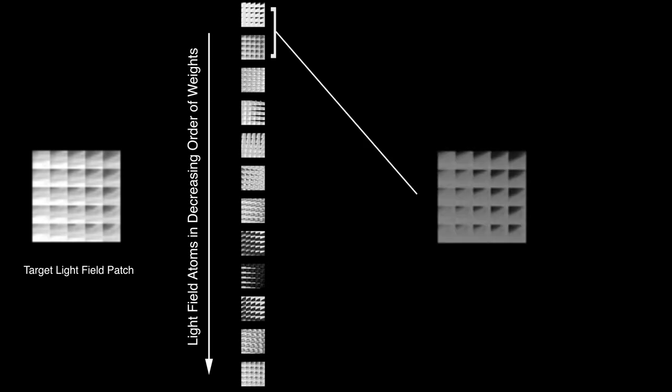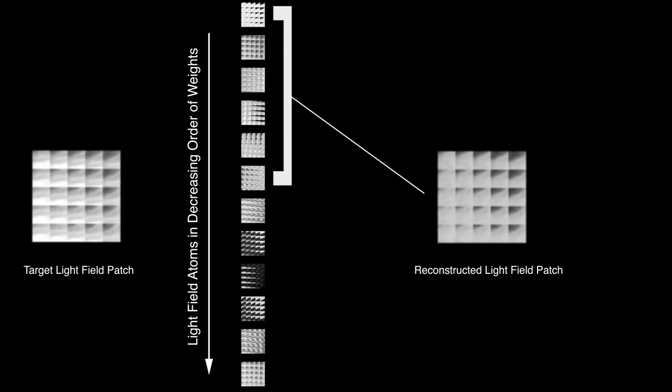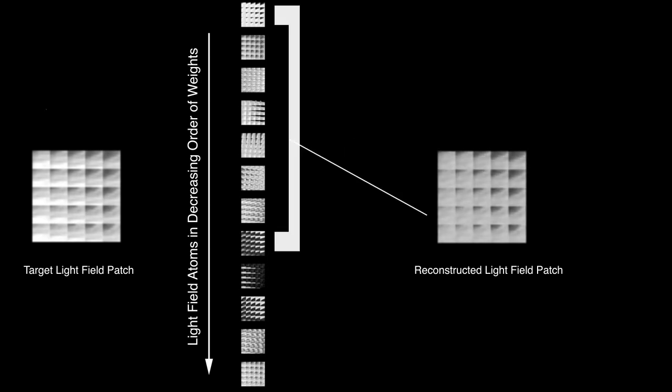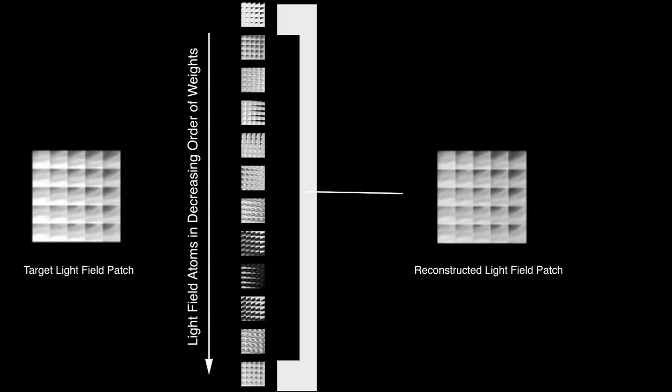To build an intuition, we extract a single 4D patch from a light field. Here we show a single color channel of the test patch and represent it with 12 light field atoms. We observe that even a few atoms faithfully represent the target light field patch.